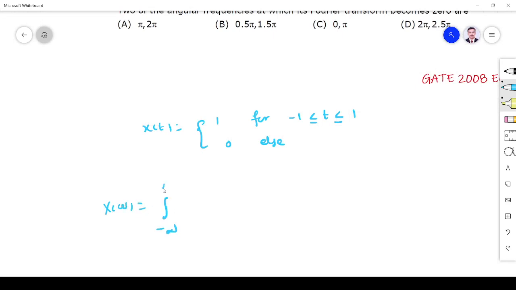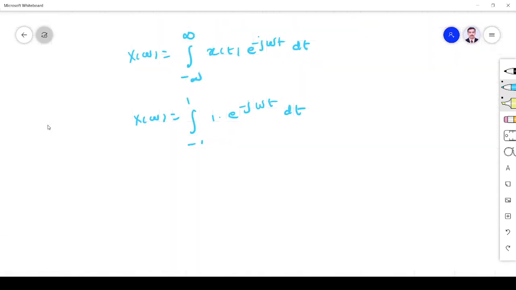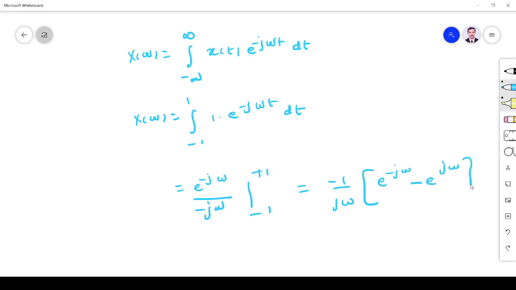Right, so what we are going to do, we know Fourier transform x of omega is given by integral from minus infinity to plus infinity x of t e to the power minus j omega t dt. Right, so x of t varies from -1 to +1, there only it has value, so integral from -1 to +1 of 1 times e to the power minus j omega t dt. Right, so integrate e to the power minus j omega t by minus j omega from -1 to +1, 1 by minus j omega, take it outside, so it will be e to the power minus j omega minus e to the power j omega.